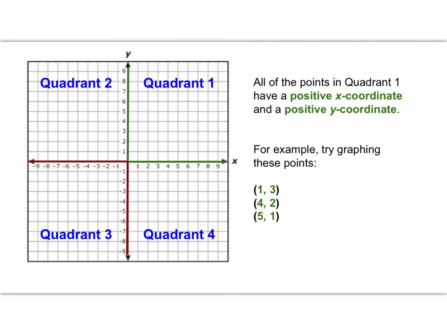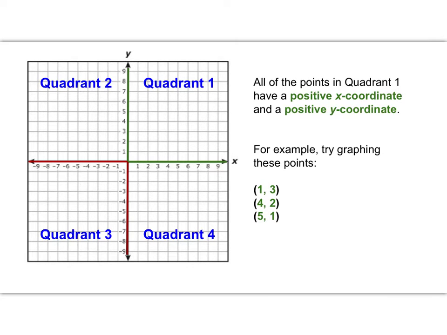So now let's take a look at some ordered pairs. We're going to start in Quadrant 1. All of the points in Quadrant 1 have a positive x-coordinate and a positive y-coordinate. So why don't you pause the video and try graphing some of these points. All right, you must have hit play. So let's see, that means you're ready. So let's see where these points would be.